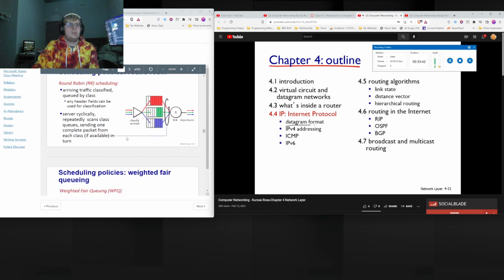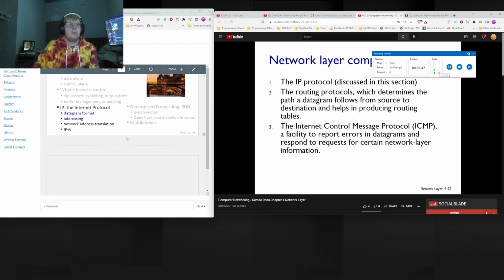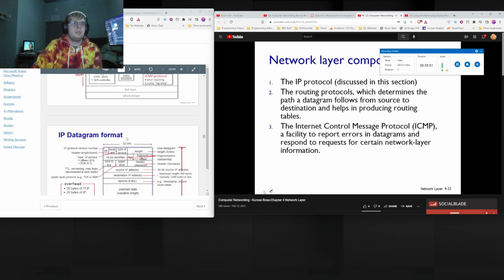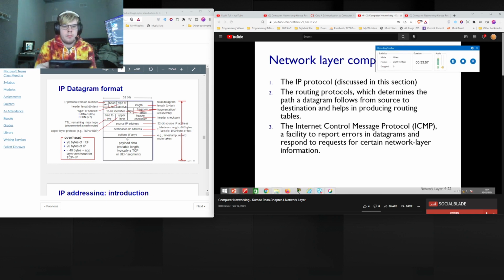Rather, we are just going to talk about datagram format in this. Let's understand first of all the IP layer components. Okay, so the IP protocol we are going to discuss in this section. Routing protocols determine the path a datagram follows from source to destination and help in selecting the path of the datagram.